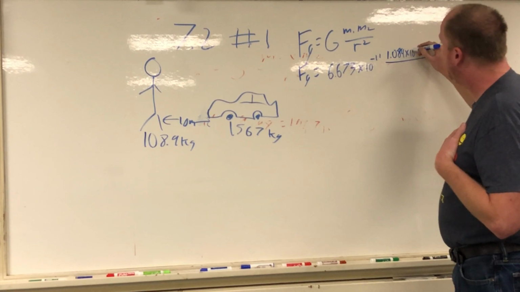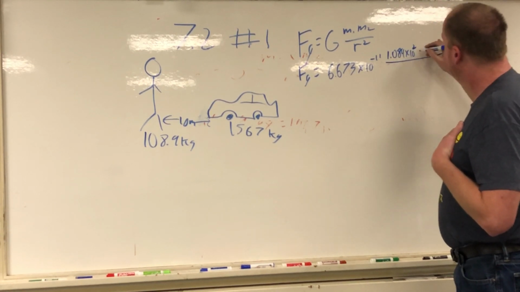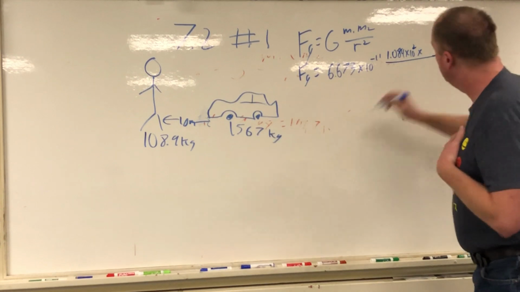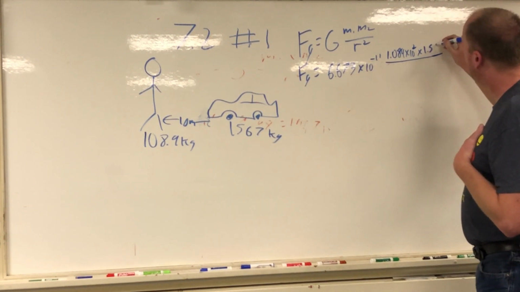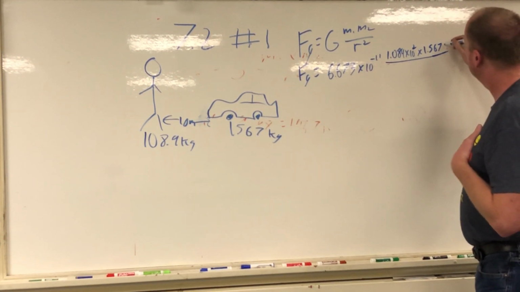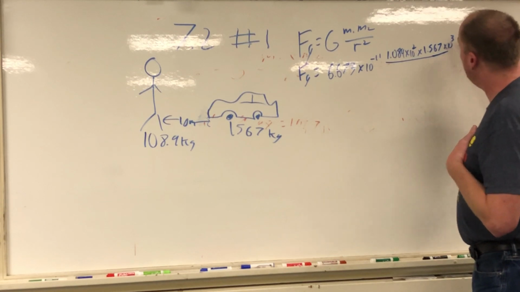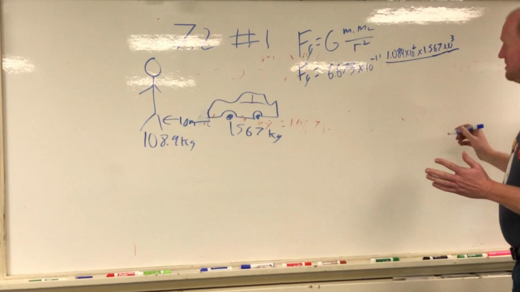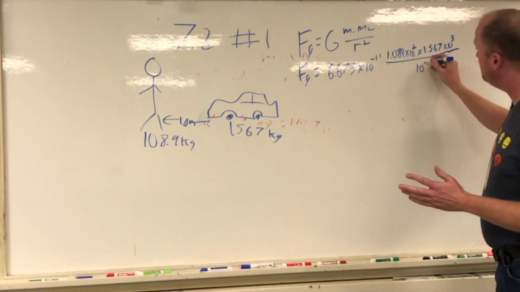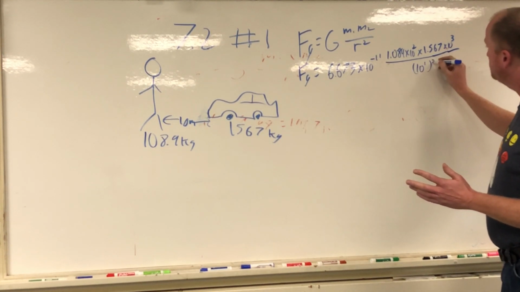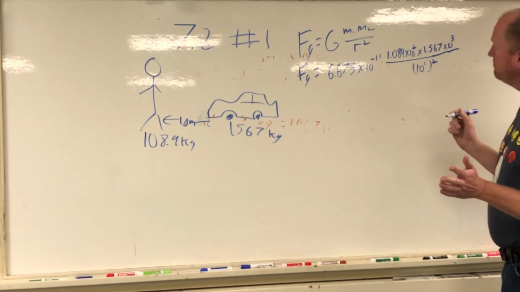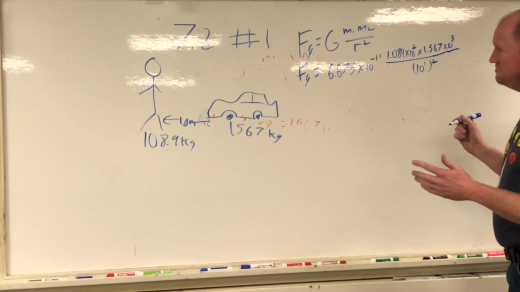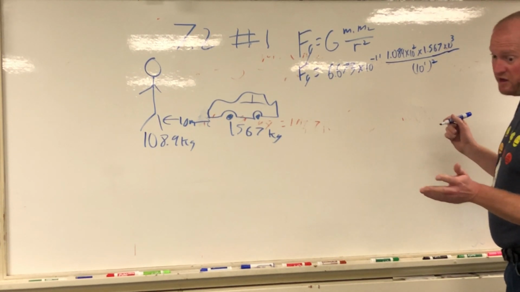So myself, I'm m1, am 1.089 times 10 to the second. My car is 1.567 times 10 to the third kilograms. Kilograms in both cases. The distance between us is 10 to the first squared. By the way, 10 squared is 100.